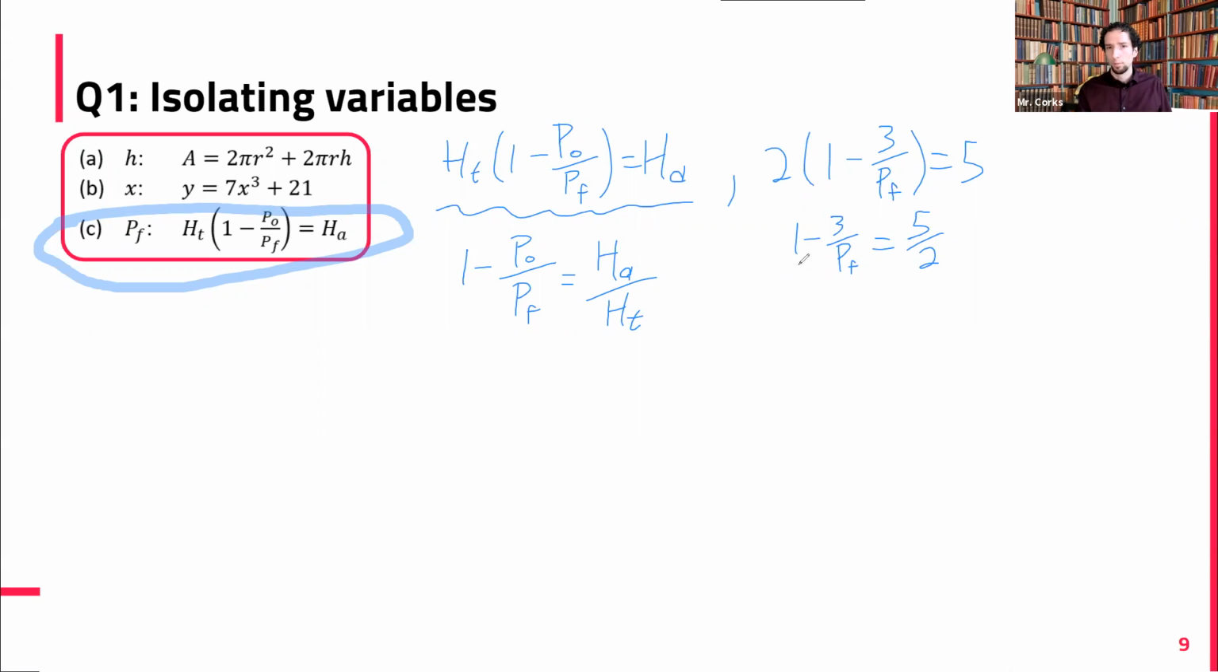Move the 1. Okay, so there's the 1. This is the next furthest thing away. Let's try to get rid of that 1. I'm going to do it this way. We'll take the 3 over PF and move that over to the right side, so add that to both sides. At the same time, let's take the 5 over 2 and switch that over to the left side. So that will give us 1 minus 5 over 2 equals 3 over PF. Okay, what now?